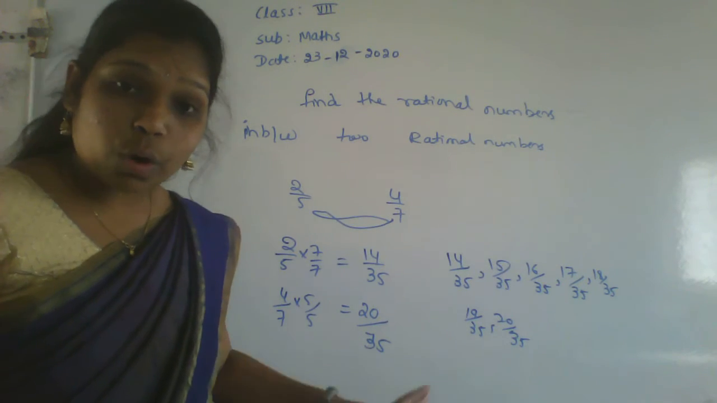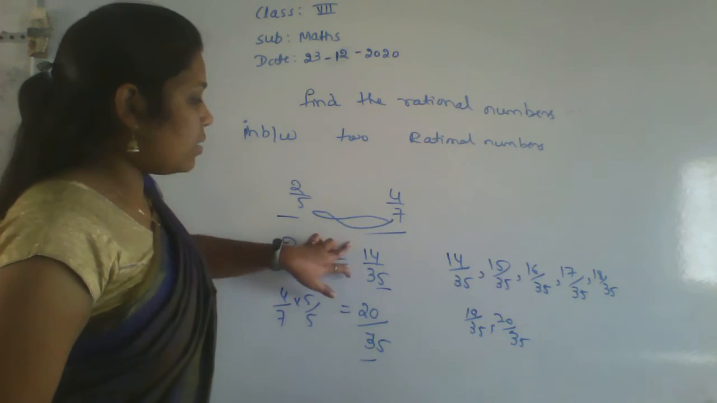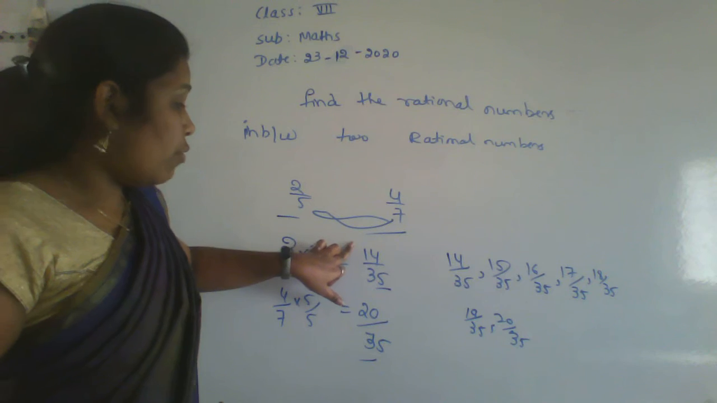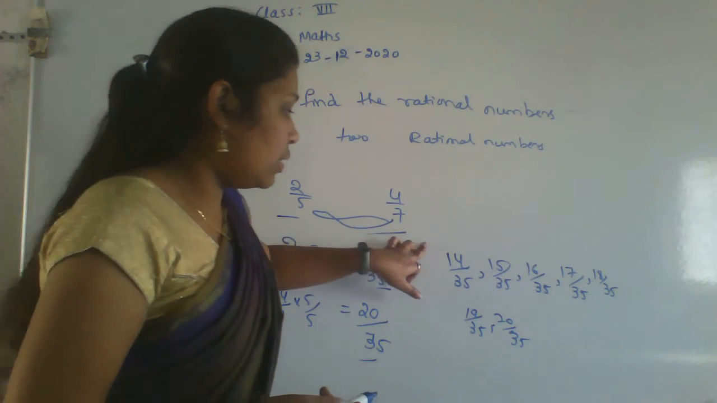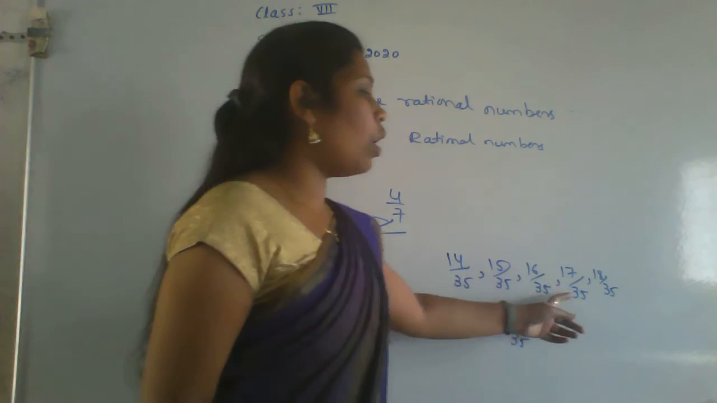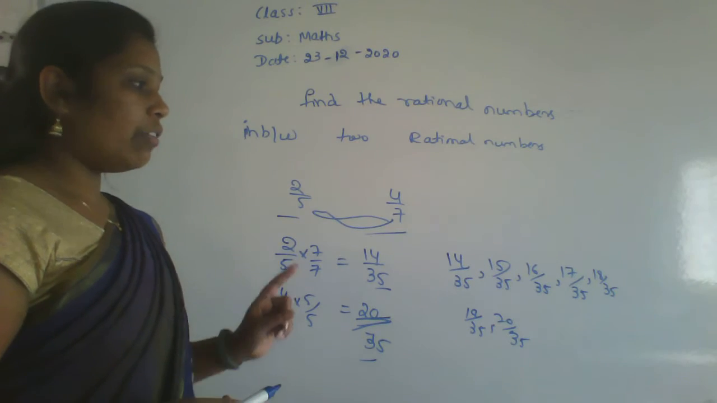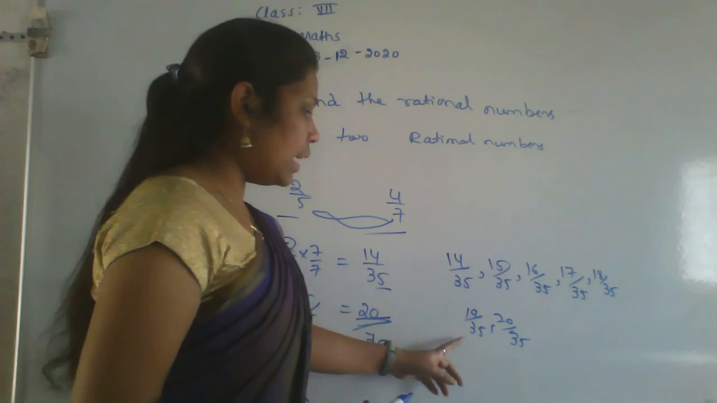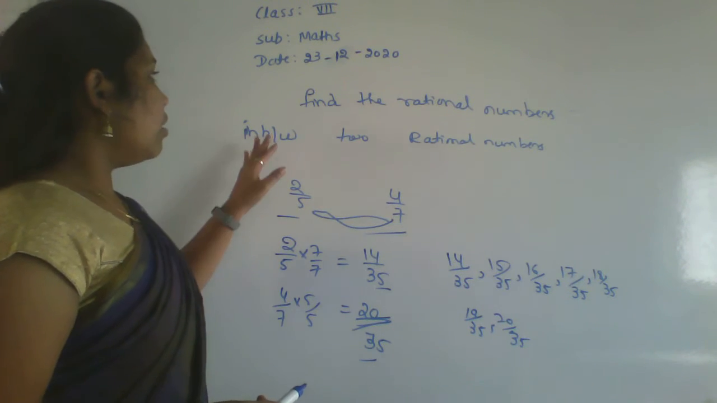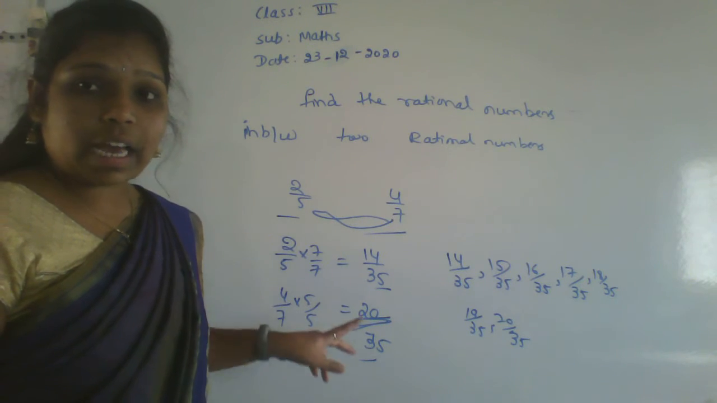Like that we have to write. So first our duty is to make the denominator equal and start from the numerator value, whichever is smaller. 14 is the smaller value, so start from that one. That is 14 by 35, 15 by 35, up to 20 by 35. You have to write all the rational numbers: 15 by 35, 16 by 35, 17 by 35, 18 by 35, 19 by 35 and 20 by 35. Like that we have to find the rational numbers in between two given rational numbers.